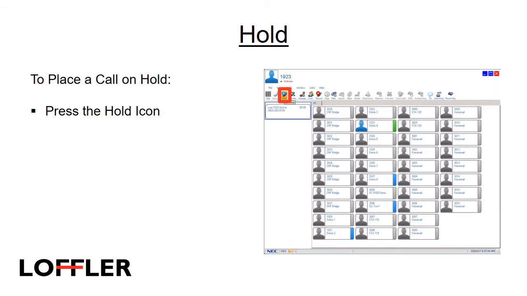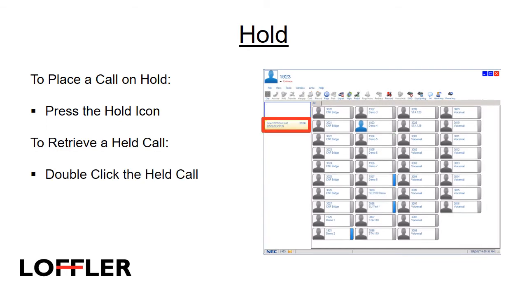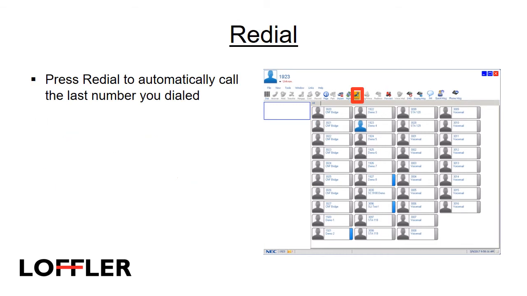To place a call on hold, while on a call, press the Hold icon. To retrieve a held call, double-click the call bubble. Press the redial icon to automatically call the last number that you dialed.